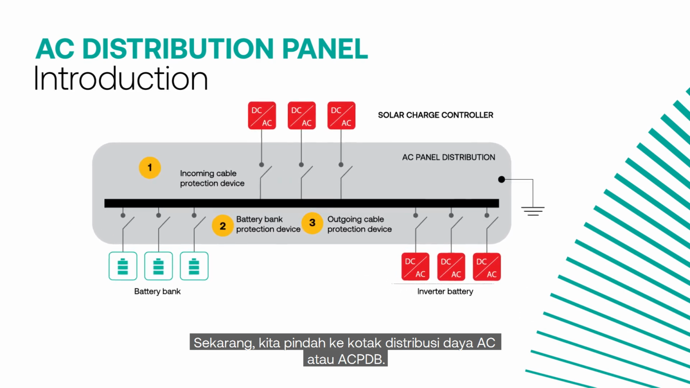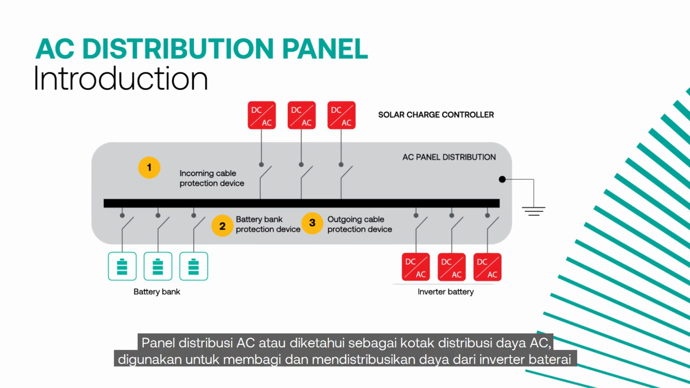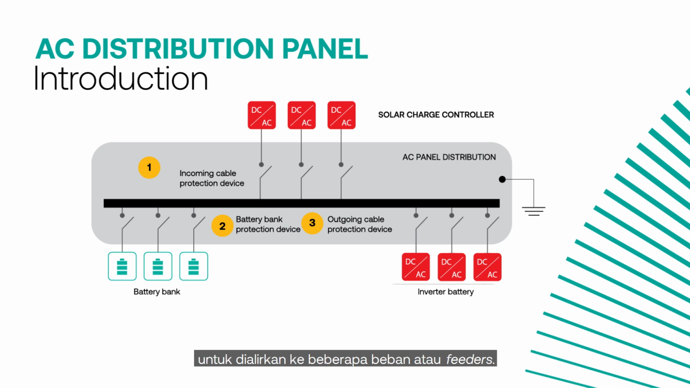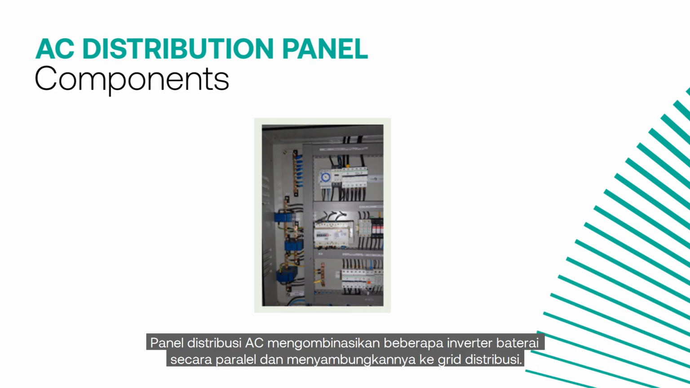Now, we are moving to AC Power Distribution Box or AC PDB. AC distribution panel, or also known as AC power distribution box, is used to divide and distribute the power from battery inverters to feed several loads or feeders. AC distribution panel combines several battery inverters in parallel and connected to distribution grid.